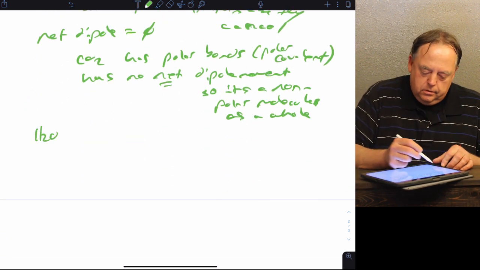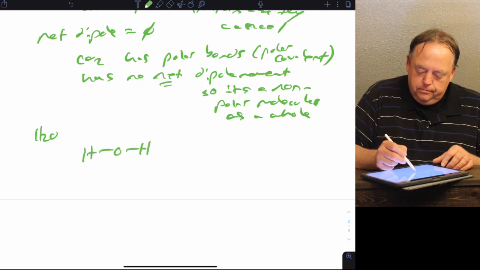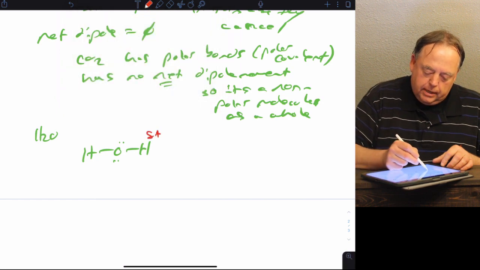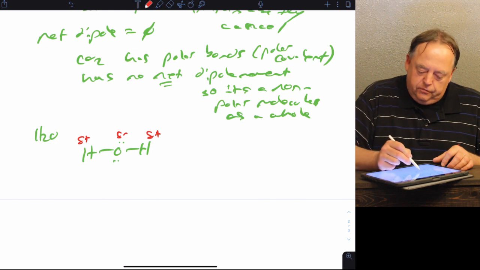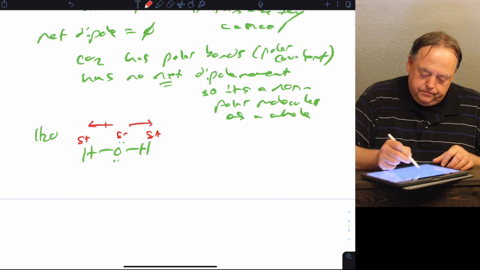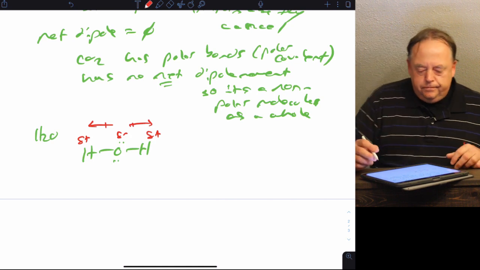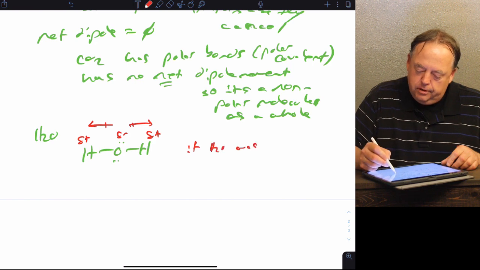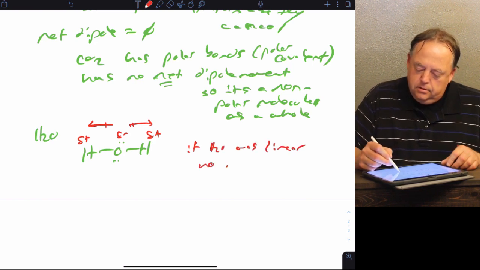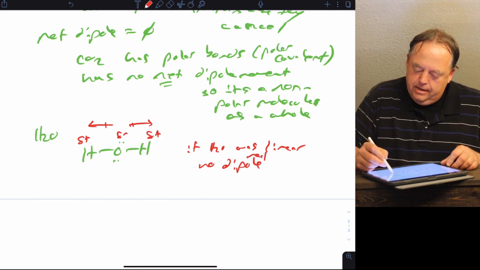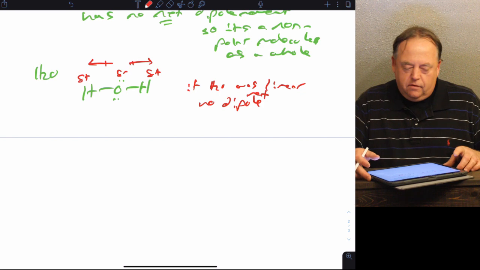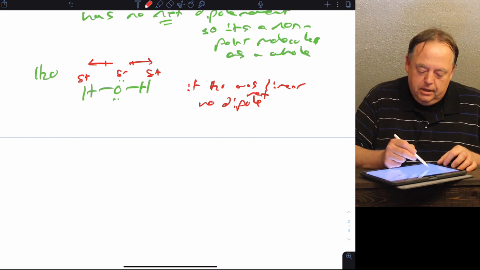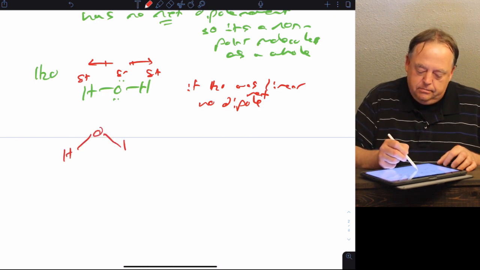Okay, how about water? If we drew a Lewis structure of water and assigned partial charges, hydrogen is partial positive and oxygen is partial negative. If we drew our arrow from negative to positive, that would be the bond dipoles. So does water have a net dipole moment? Well, if H2O was linear, then it would have no net dipole moment, but of course we covered when we talked about the VSEPR model and sp3 hybridization, water is not a linear molecule, it's a bent molecule.